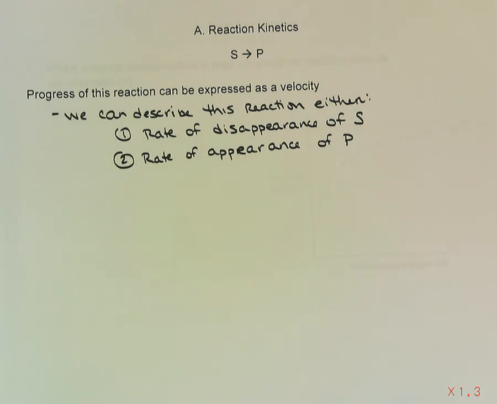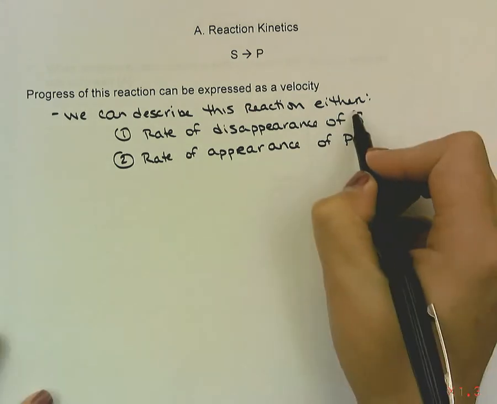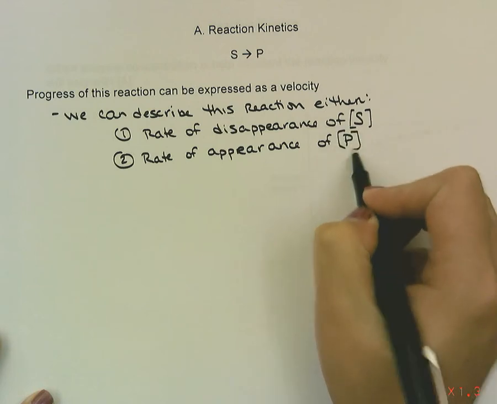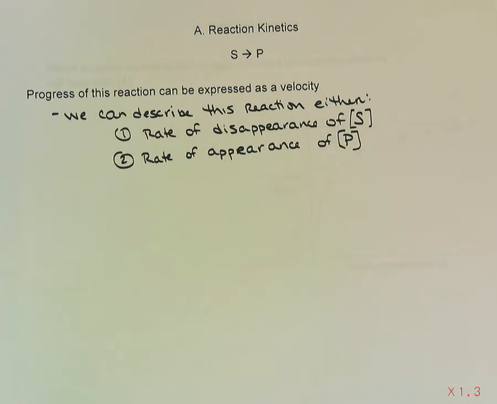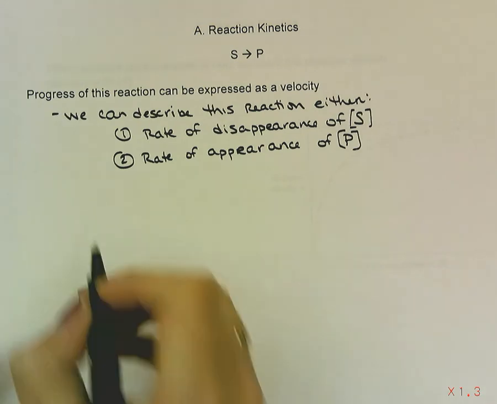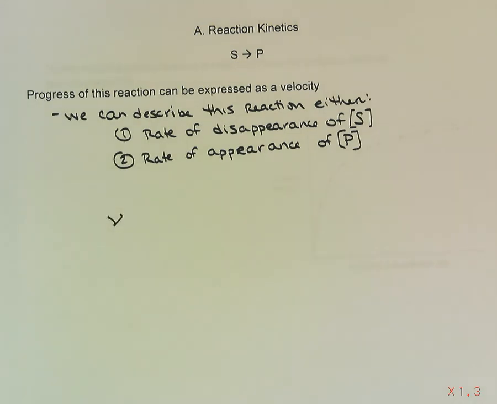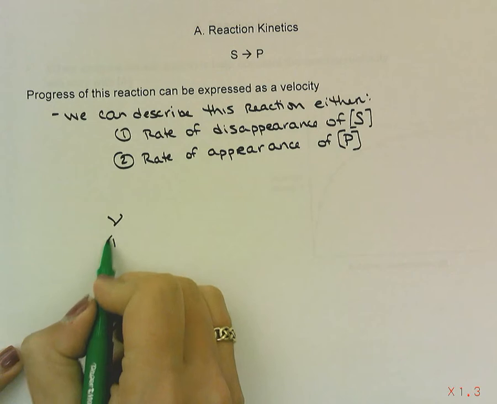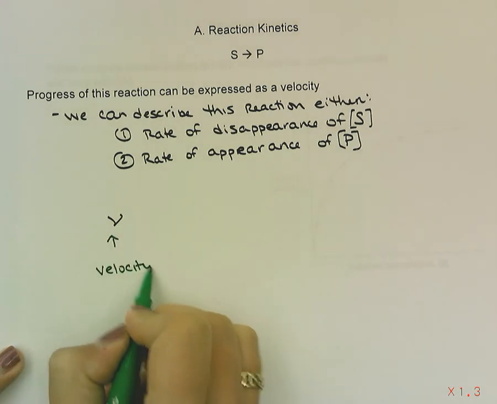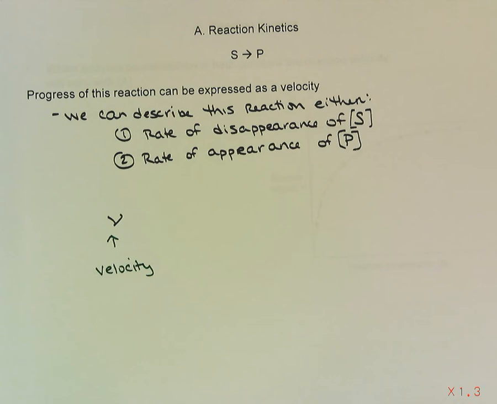Everybody would agree with that, right? You can either measure how fast you're using up your starting material, or you can measure how fast you are making your product. And specifically, we'll call these concentrations. Right, when I put those square brackets around it, it means concentration. So, if I want to describe what I just wrote in English as a mathematical formula, I would use our little v that's kind of italic and tipped over to the side. That stands for velocity.